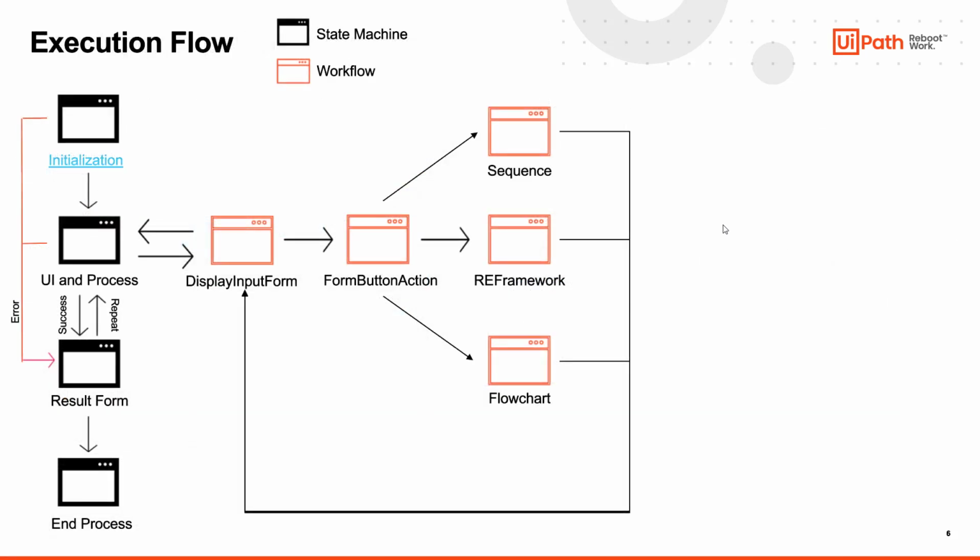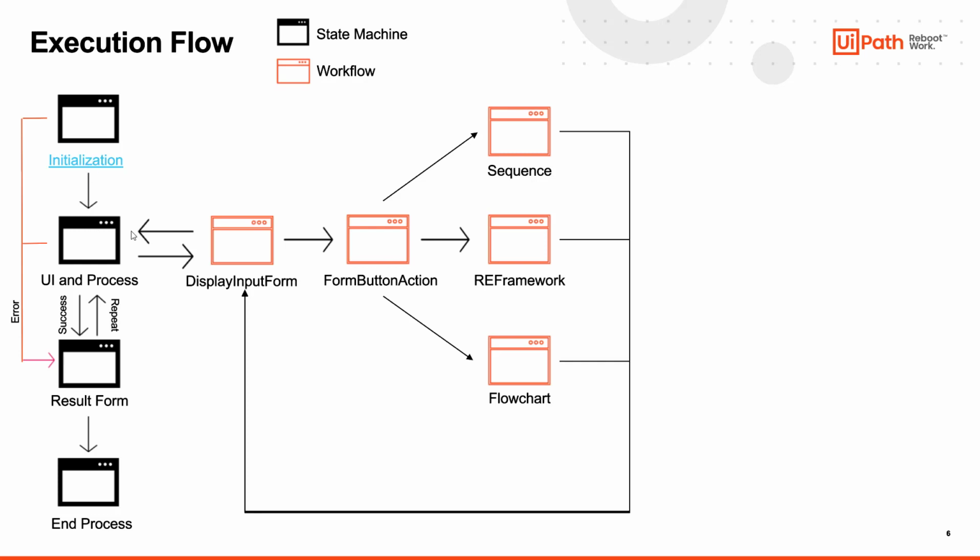So let's look at the execution flow. We went through it just a little bit already. But you'll see here, we have our initialization state in our main. In the initialization state, if an error occurs, we will go straight down to results form. Likewise, with anything that is error related in the display form or any of the processes, we will go straight to the result form and display an error result form.